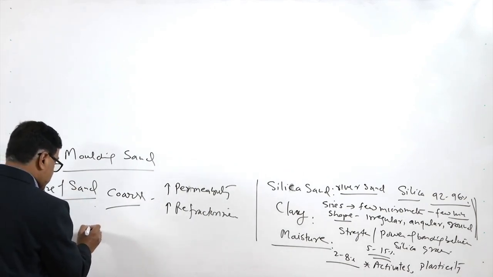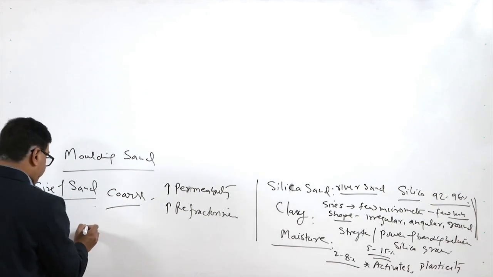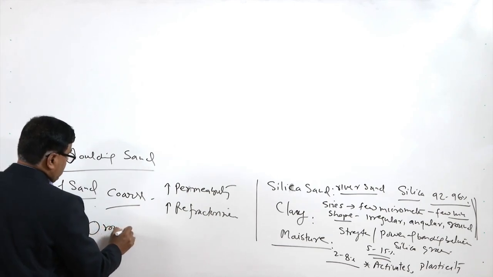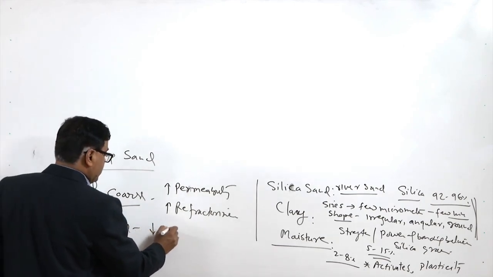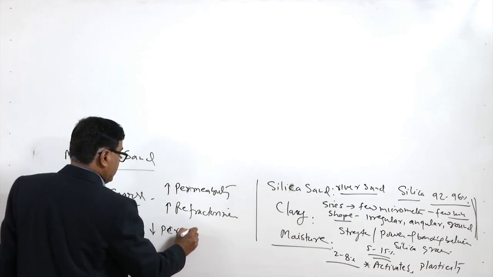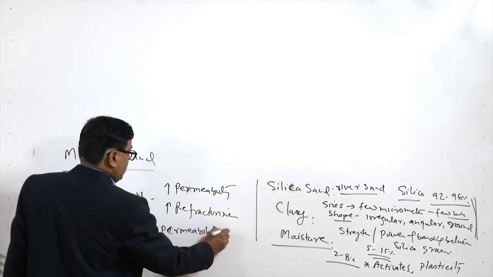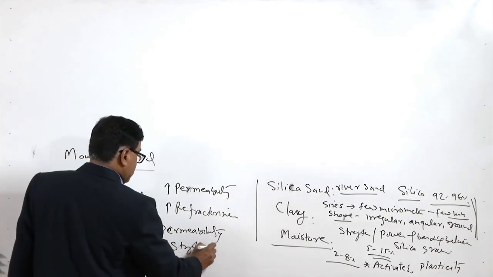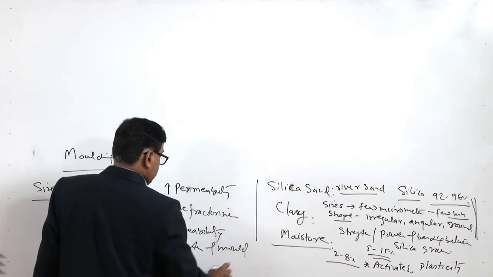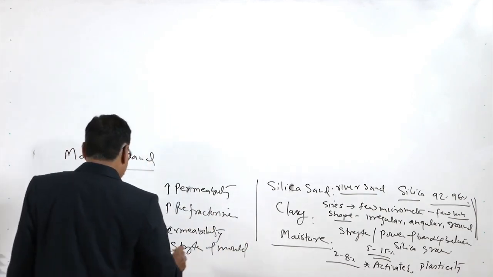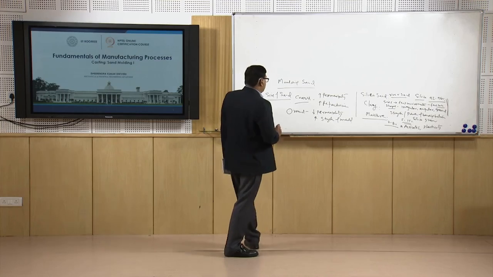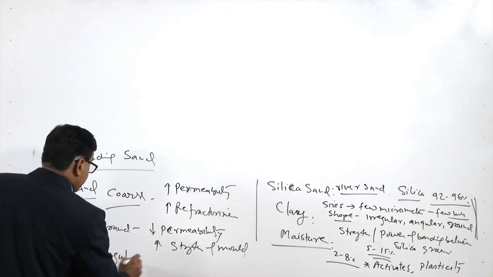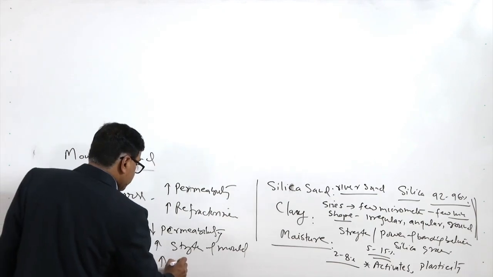Similarly, angular or round particles reduce permeability but increase the strength of the mould. But irregular shape particles result in increased permeability.